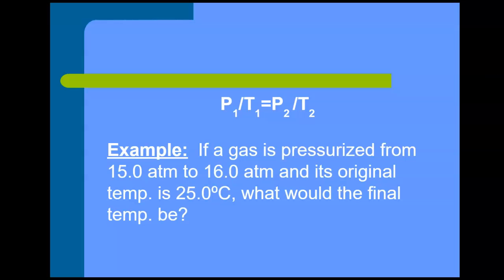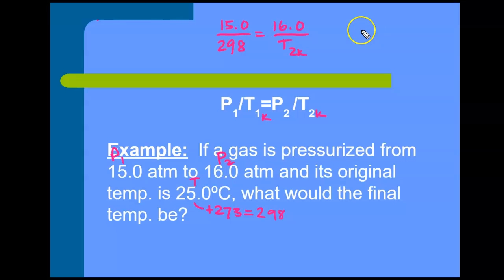Okay, so I'm going to label some things here. I have P1 and P2, and I have T1. Of course, we have to use these in Kelvin, and I'm being asked for T2. So here I go. I'm going to plug in everything. I have 15.0 pressure 1 divided by 298, for 25 plus 273 gives me 298 Kelvin. And on the opposite side of the equation, I have 16.0 divided by T2 in Kelvin.